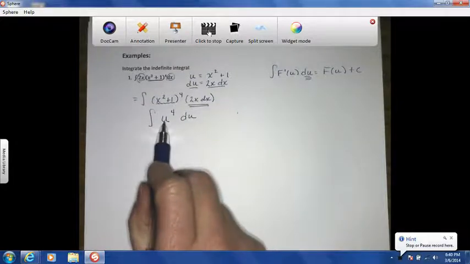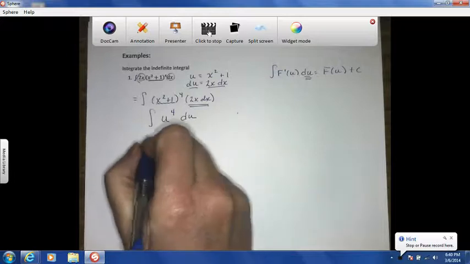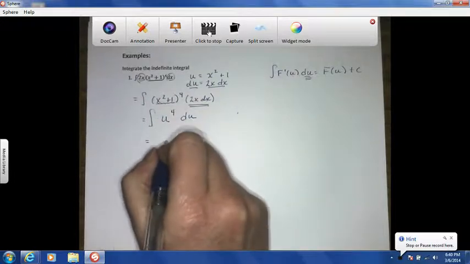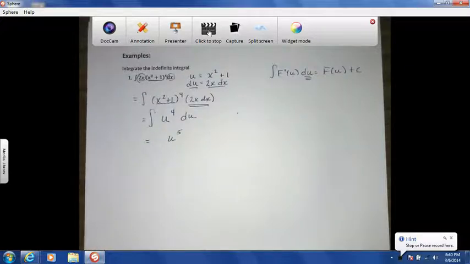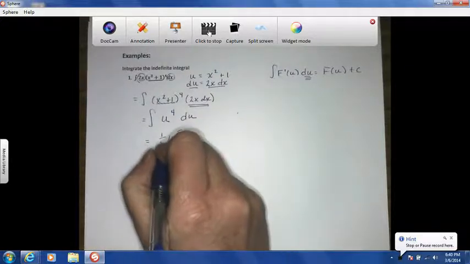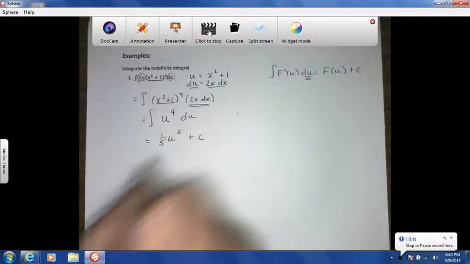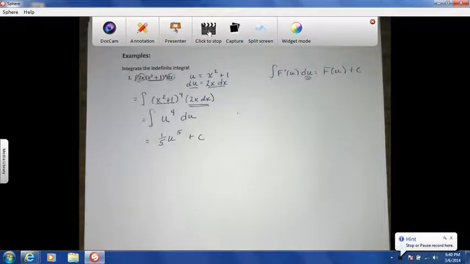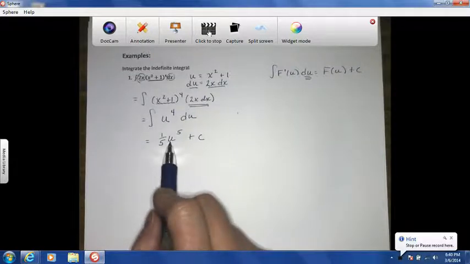Now, once I have this in the form right here, this is simply using our power rule to integrate. So, to integrate this, we're going to increase the exponent by 1, that brings it up to an exponent of 5, divide by the new exponent, so that gives us a coefficient of 1/5, and then we have our constant of integration. Now, you do need to do one more thing, because this answer is in terms of the variable u.